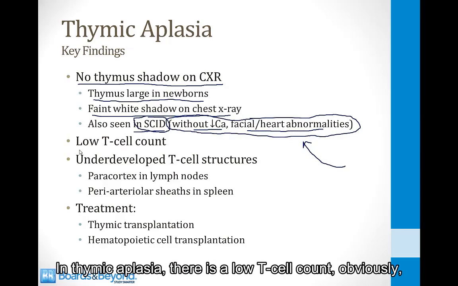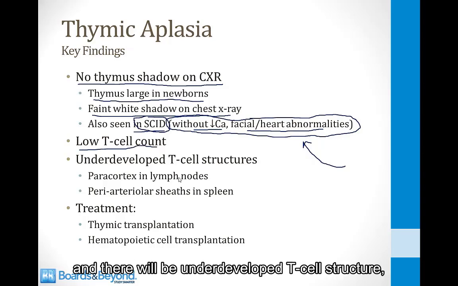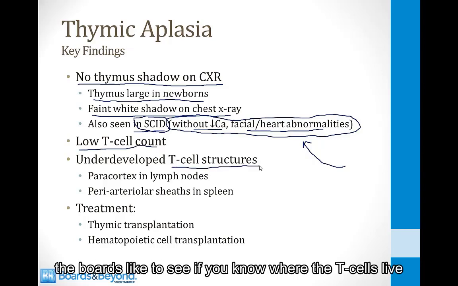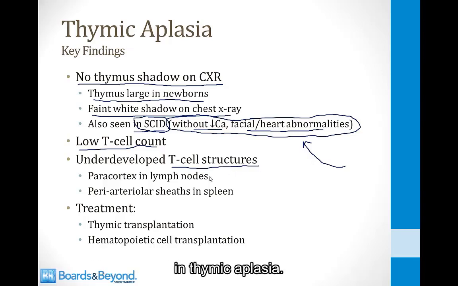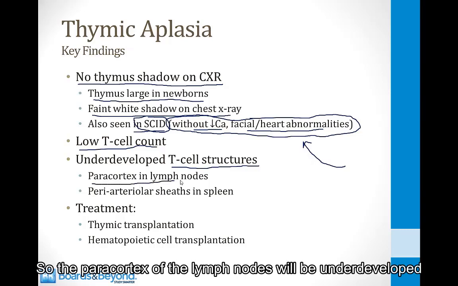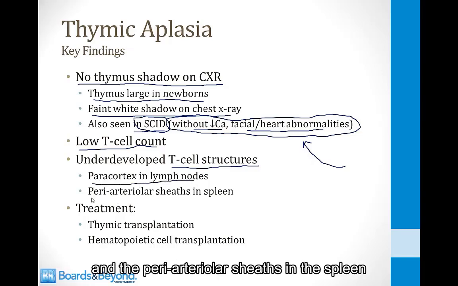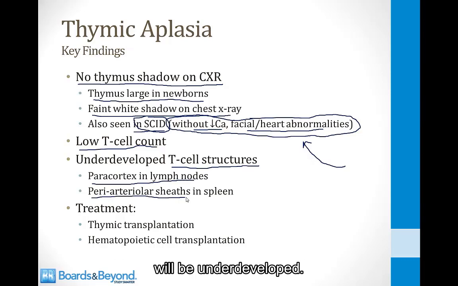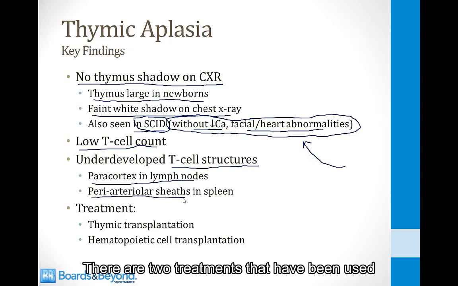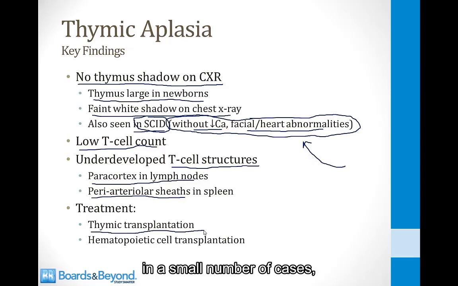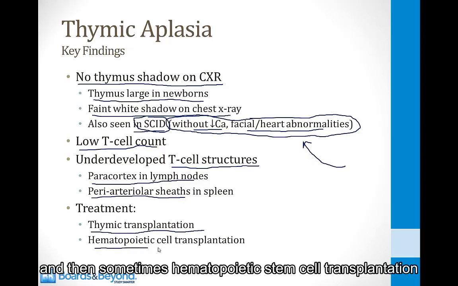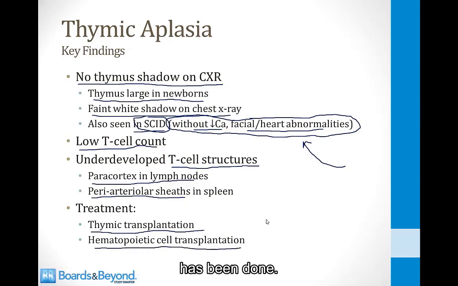In thymic aplasia, there is a low T cell count, obviously, and there will be underdeveloped T cell structures. The boards like to see if you know where the T cells live by asking you which structures will be underdeveloped in thymic aplasia. So the paracortex of the lymph nodes will be underdeveloped, and the periarteriolar sheaths in the spleen will be underdeveloped. There are two treatments that have been used for this condition. Thymus glands have been transplanted in a small number of cases, and then sometimes hematopoietic stem cell transplantation has been done.